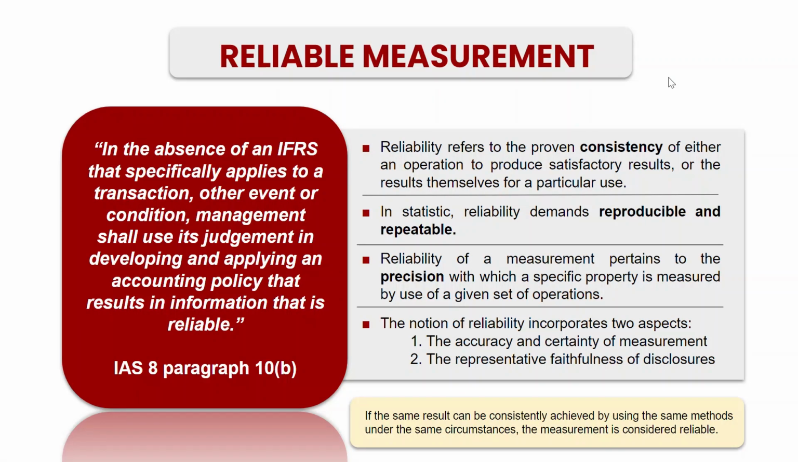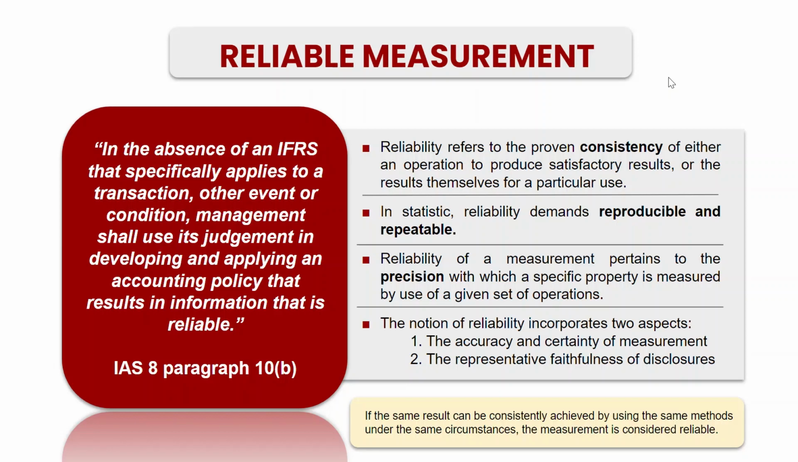Next is reliable measurement. In International Accounting Standard number 8, paragraph 10b, it is stated that in the absence of an IFRS that specifically applies to a transaction, management should use its judgment in developing and applying an accounting policy that results in reliable information. The word reliable here refers to the proven consistency of either an operation or the results of the operation itself.